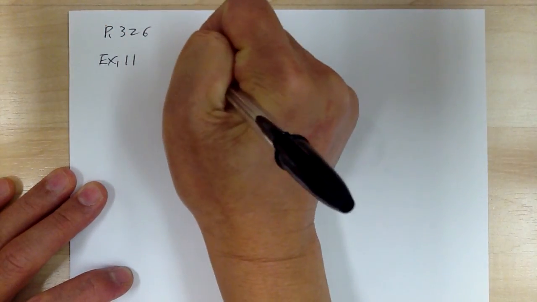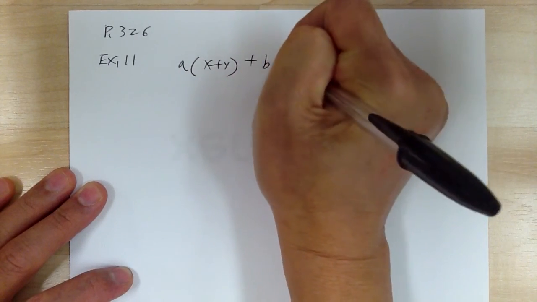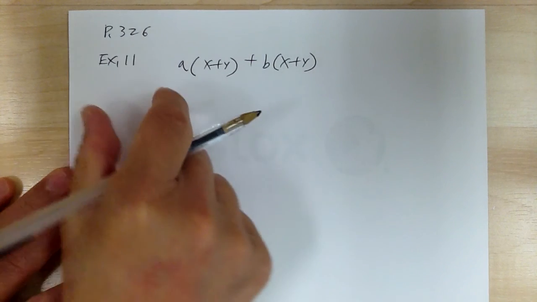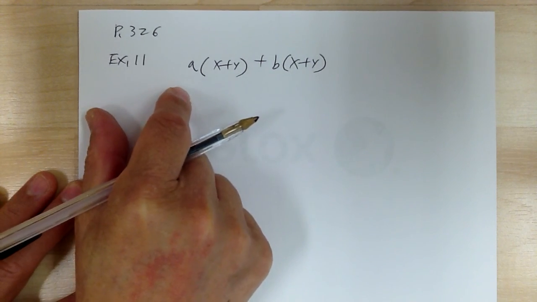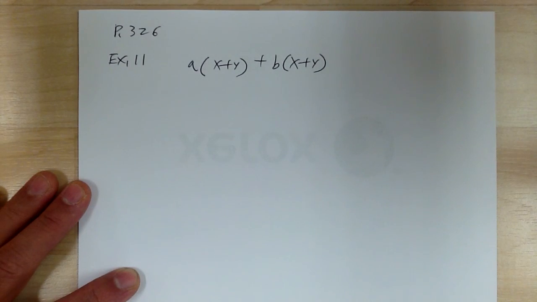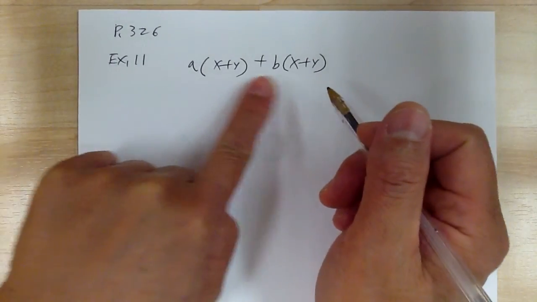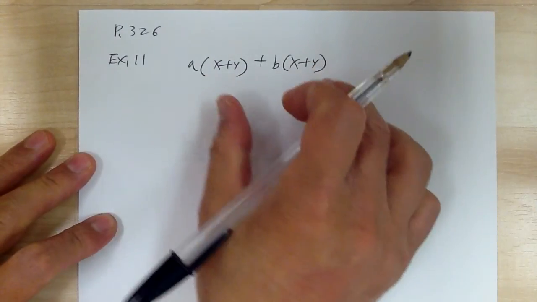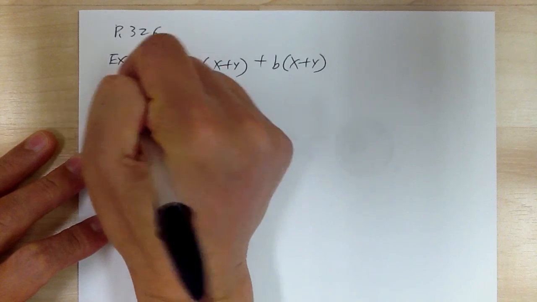You have a times (x plus y) plus b times (x plus y). When you're doing this kind of problem, make sure you leave a little bit of space in the front, so you have room to write the common factors. Common factor is what do they have the same? Notice you've got x plus y, so you can factor it out, because they are the same, so you can take it out.